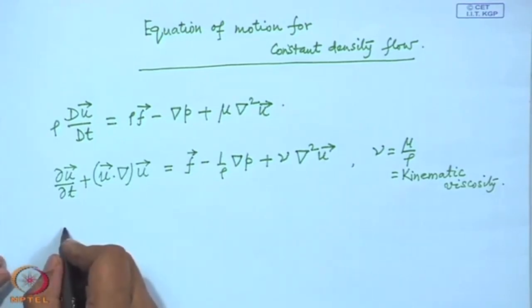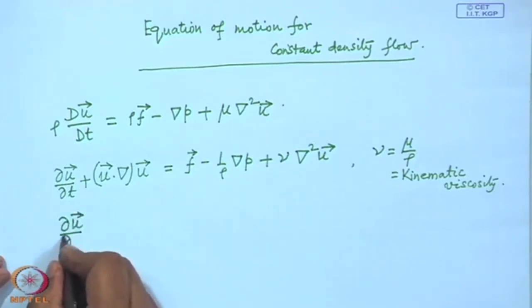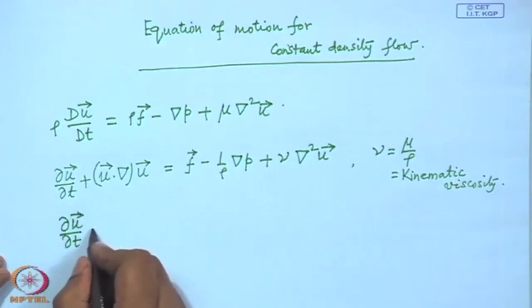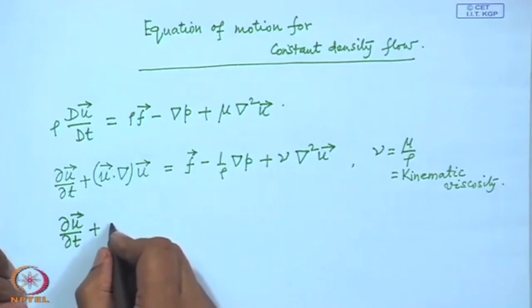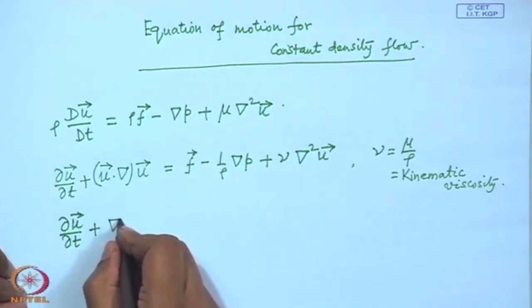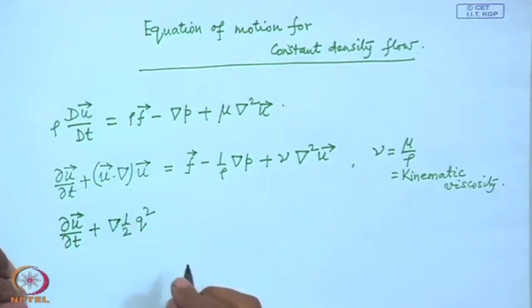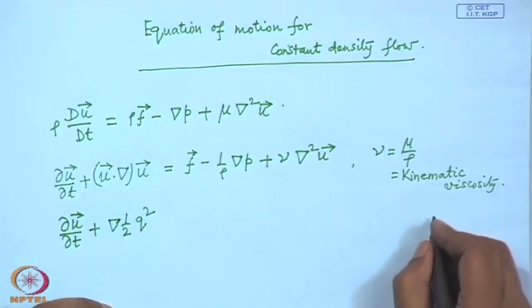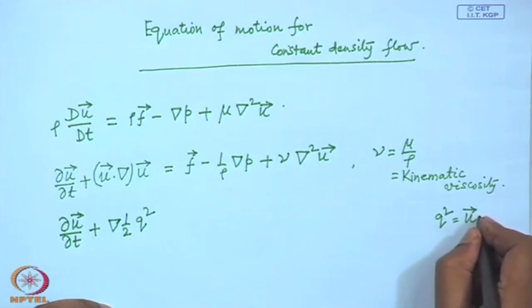We will now use some vector identity. This we have already used in a different form. This can be written as the gradient of half q square, where you remember that q square is u dot u.